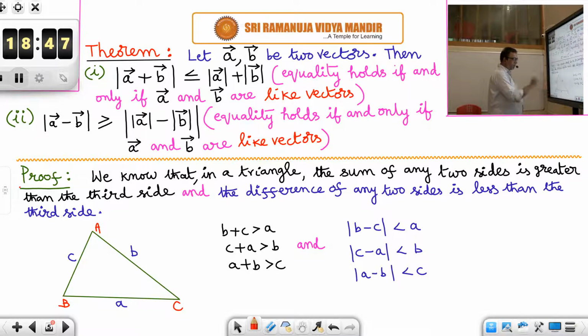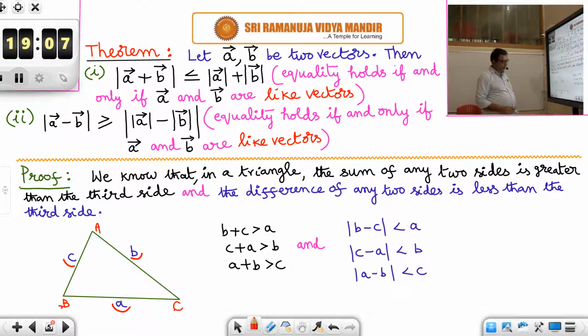See, consider a triangle ABC. I have drawn the diagram. Please see the diagram. ABC is a triangle. As per convention, opposite to capital A, the side is indicated by small a. Opposite to capital B, the side is indicated by small b. Opposite to capital C, side is small c.